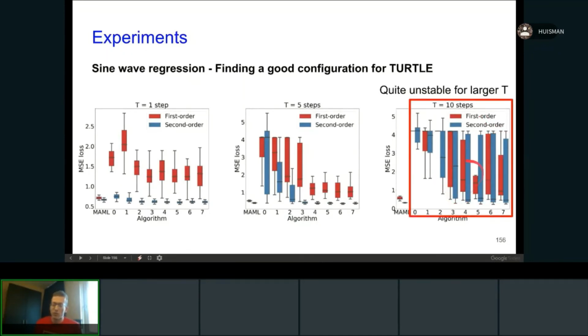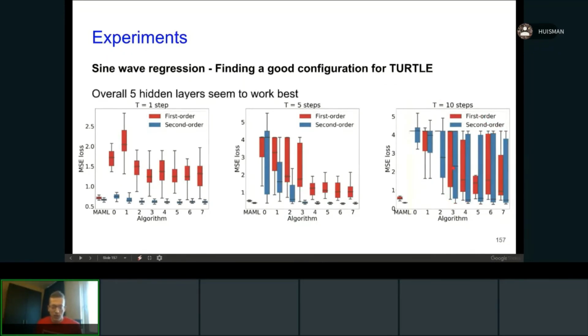Okay, so from all of these results together, we see that 5 hidden layers in this meta network seem to give rise to best performance. So 5 to 6 hidden layers. We chose 5 for simplicity. And next, we really try to improve the stability of Turtle, because that seems to be an issue with larger numbers of updates per task.